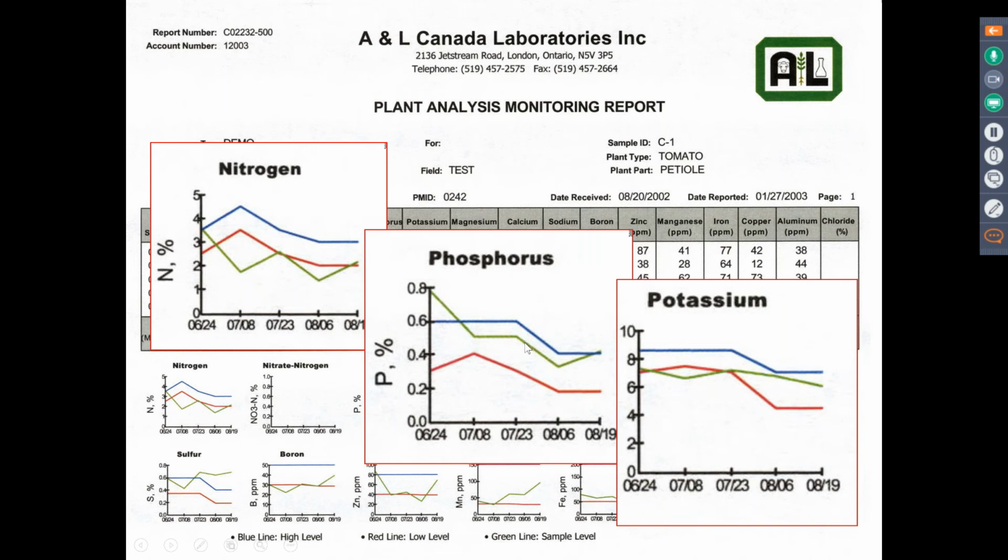So we look at tissue programs. Oftentimes they're used the wrong way. They're used for a diagnosis, and a sample's not actually taken until we see a problem. And usually when that happens, it's almost too late to do anything.